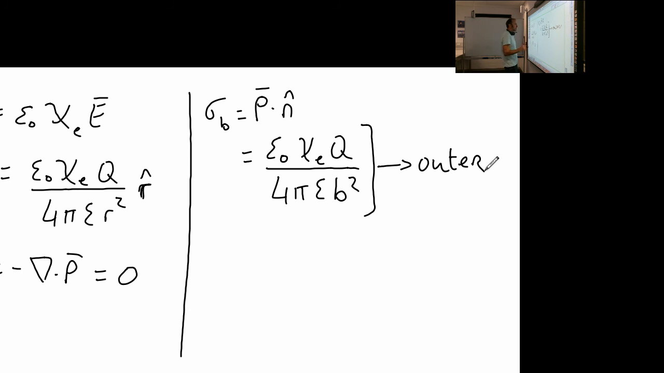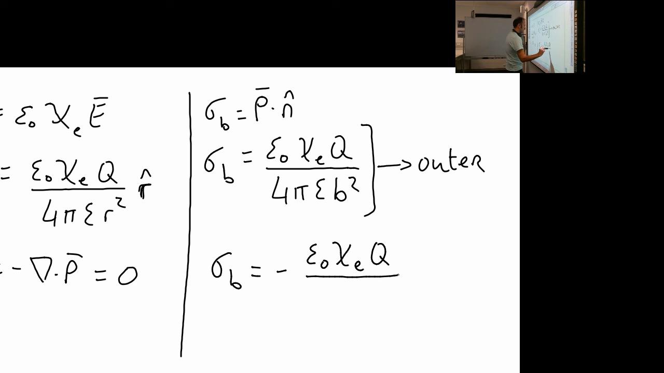And for the inner surface, what we're going to have is minus epsilon naught chi E Q divided by 4 pi epsilon A squared. And this is for the inner surface.